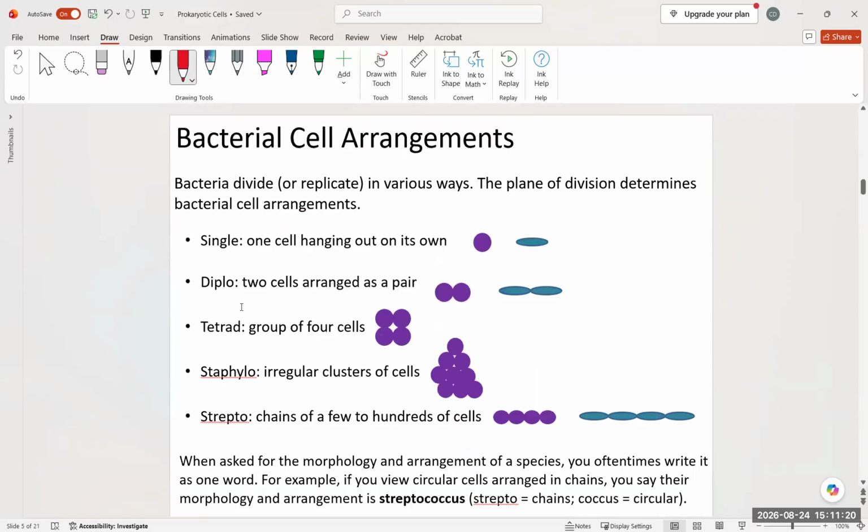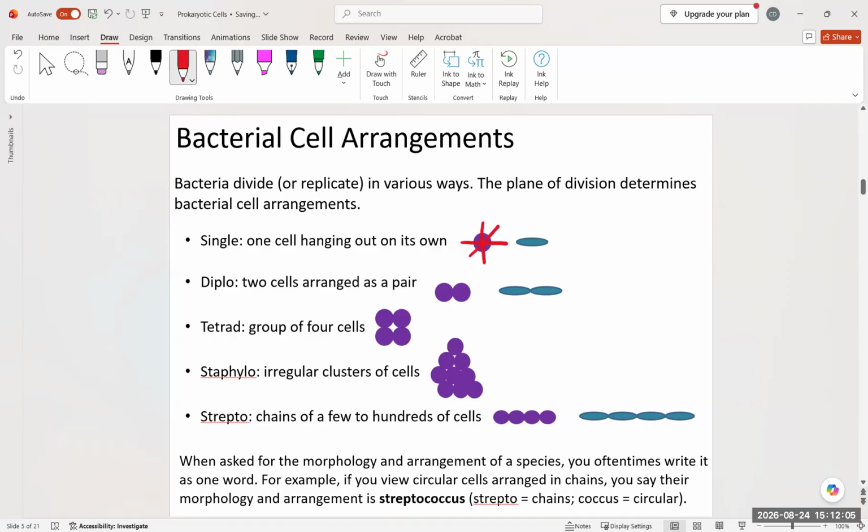The other thing we will be looking at, especially in lab, are the bacterial cell arrangements. And so the different arrangements that are possible are going to depend on the morphology of the cell. And that's because bacteria divide in different ways. And the plane of division is going to determine the bacterial cell arrangement. And those planes of division depend on the shape or morphology of the cell. And so this is going to kind of make sense because circles, right, are symmetrical in many different ways. Okay, and so, right, it's symmetrical vertically and horizontally and diagonally.